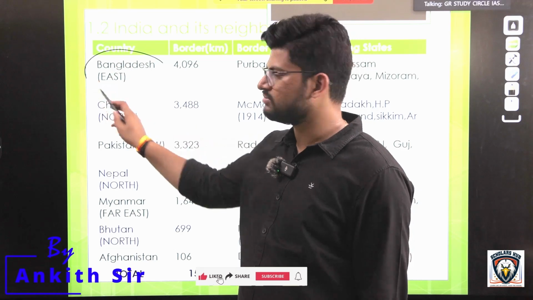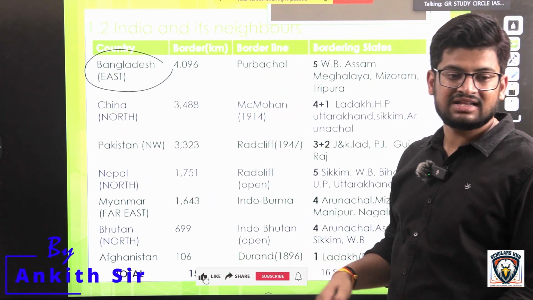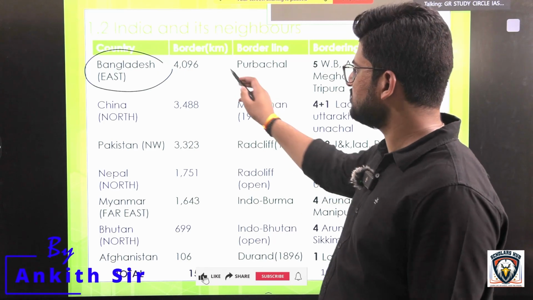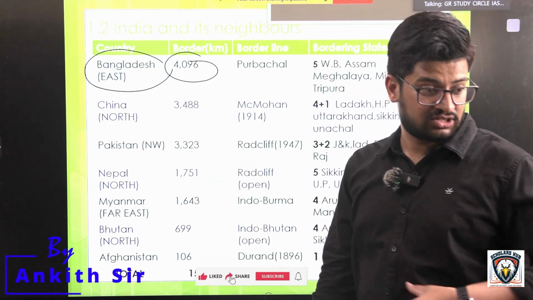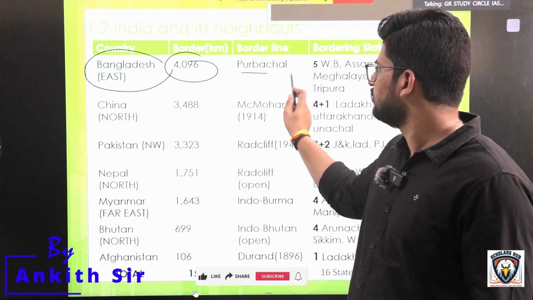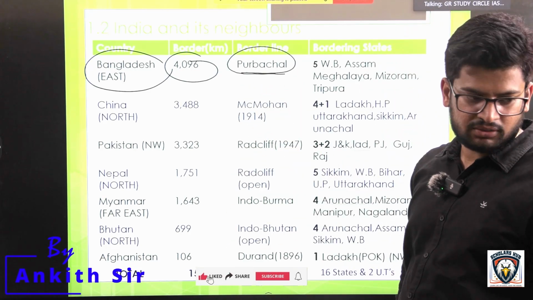So Bangladesh is east of India. So Bangladesh shares the longest boundary with India. How much is it? 4096 kilometers border. And the border line between India and Bangladesh is called Purvachal. Okay, we'll look into the states here.